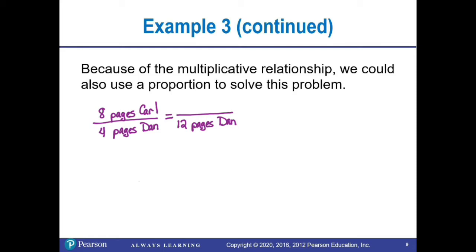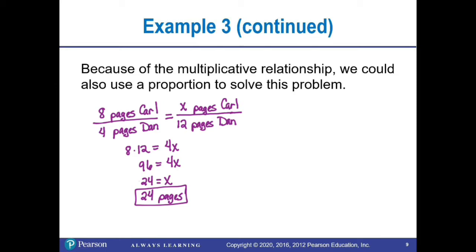We want to know how many pages Carl has typed, so that goes on the top of the second ratio. Notice that the number of pages that Carl types is in the top of both ratios, and the number of pages that Dan types is in the bottom of both ratios. We can use cross products to solve this proportion. 8 times 12 equals 4 times x. 8 times 12 is 96. Then divide both sides by 4, and we get that x is 24. This tells us that Carl can type 24 pages when Dan has typed 12 pages.